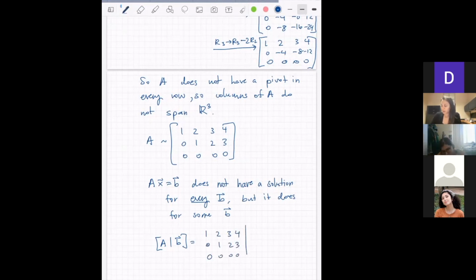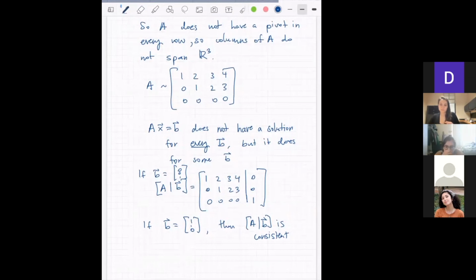If we had a B that did not have 0 in the last entry, so say we had a 1 here, so if B equals 0, 0, 0, 1, we get an inconsistent system. That's showing that it doesn't work for every B, but if B equals 1, 1, 0, then this is consistent. It's just not always consistent for every B.